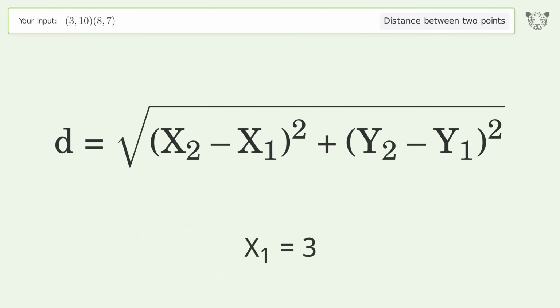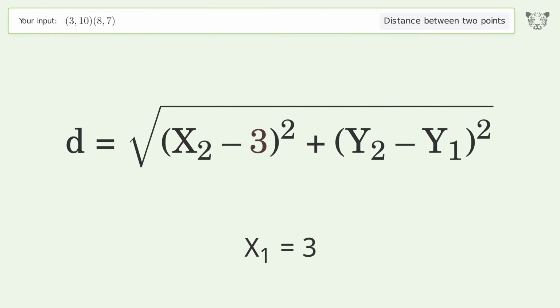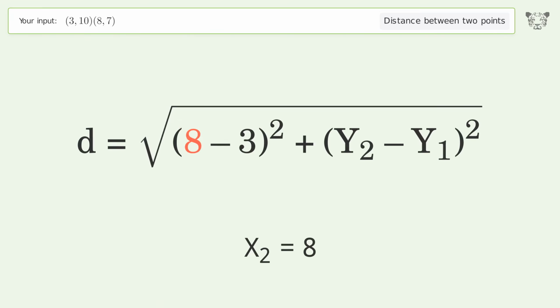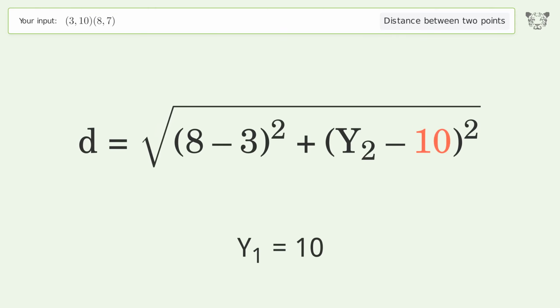x1 equals 3. x2 equals 8. y1 equals 10. y2 equals 7.